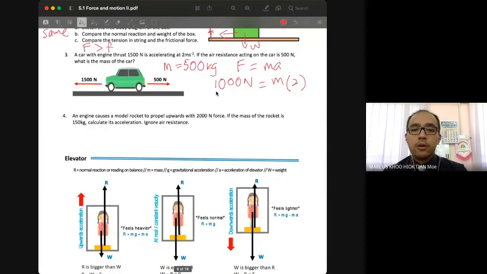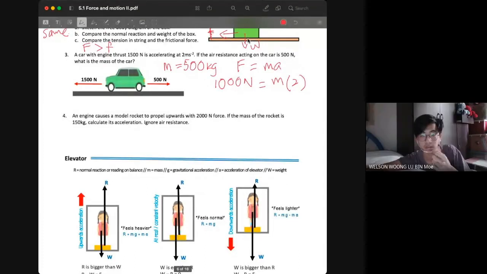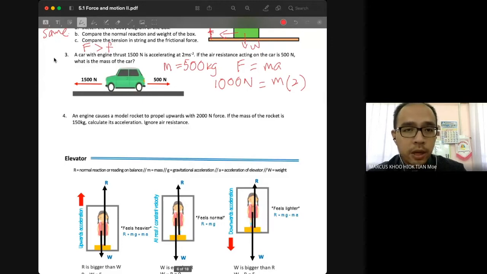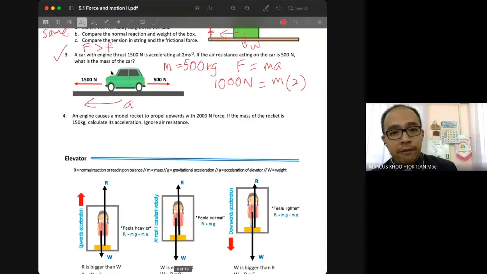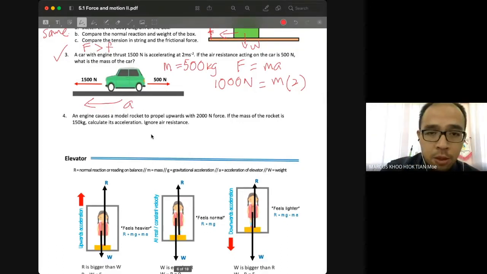Okay. How do you get this 1000 newtons? 1500 Newton minus 500 Newton. Okay, very good. So actually, although this 1500 newtons is to the left, since it is following the direction of the acceleration, it is accelerating to the left now. So we don't have to really think about left or right now. Okay, next person, Wilson, number 4.